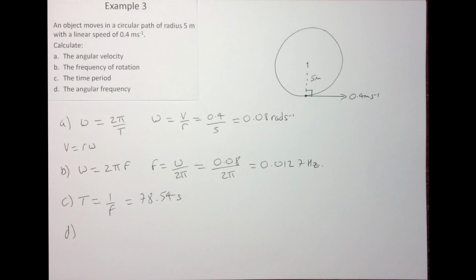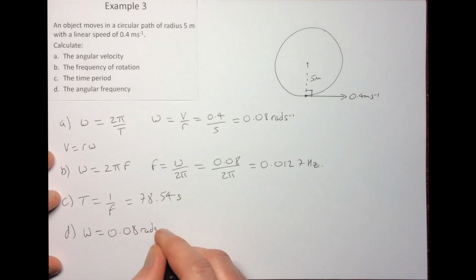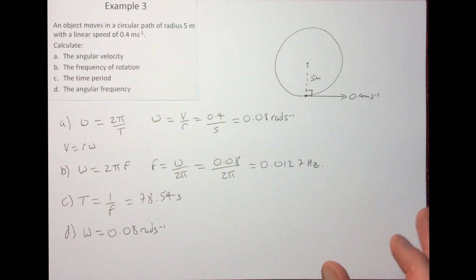And then finally, the angular frequency. Now, the angular frequency is just another way of saying angular velocity. So it's just omega, which is 0.08 radians per second. Okay, so there we go. That's part three.